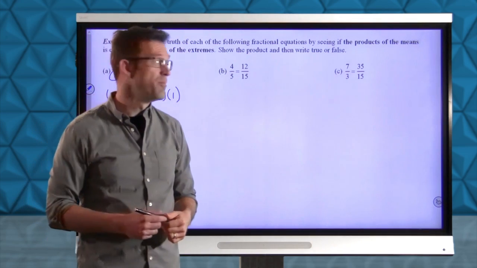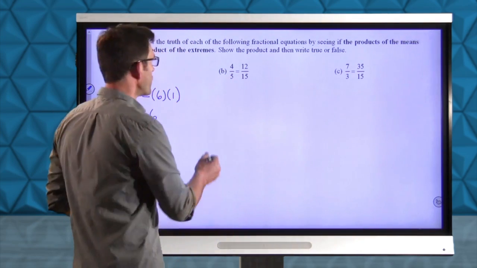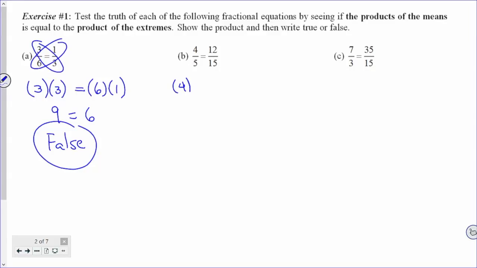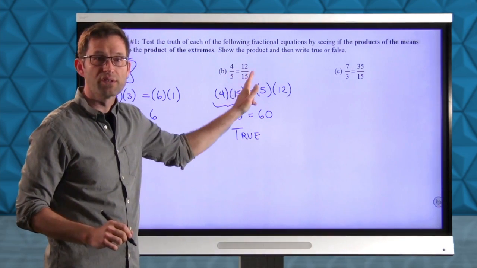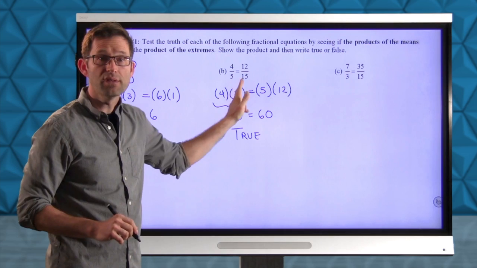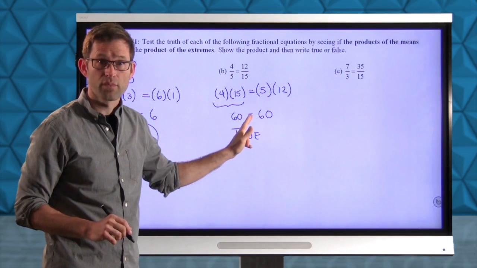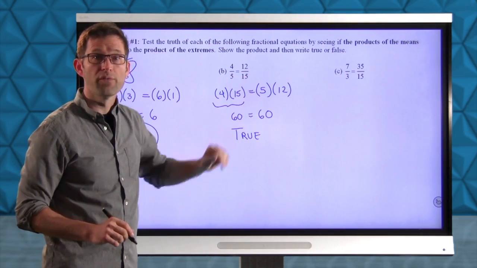All right, let's go through them. In the second one, what we're looking at is whether or not 4 times 15 is equal to 5 times 12. We find that 4 times 15 is 60, 5 times 12 is 60, so that's true. The idea here is very important: because this is true, this is true. And likewise, because this is true, this is true. 4/5 and 12/15 are the same.